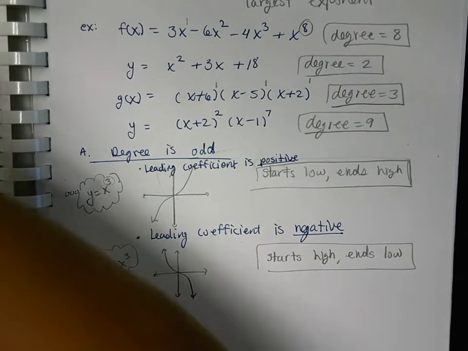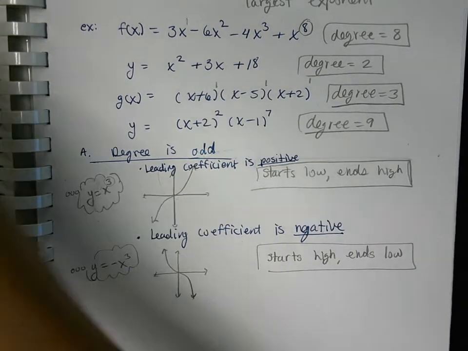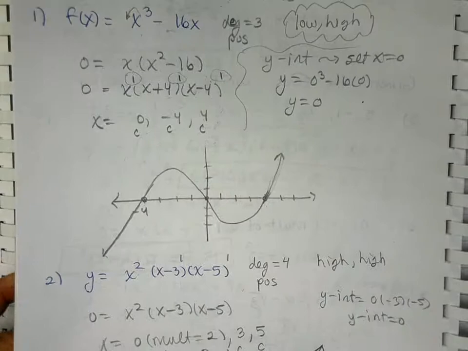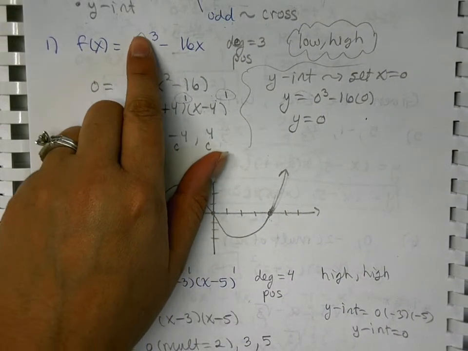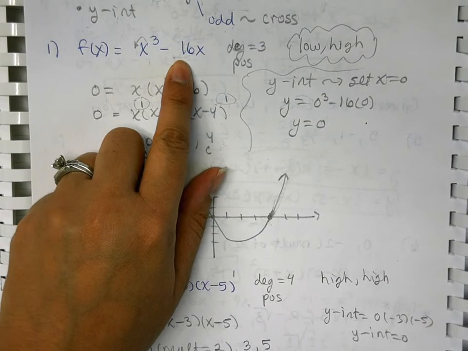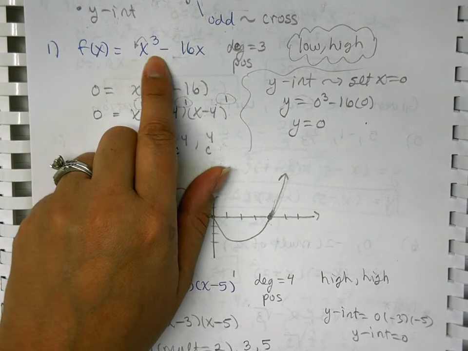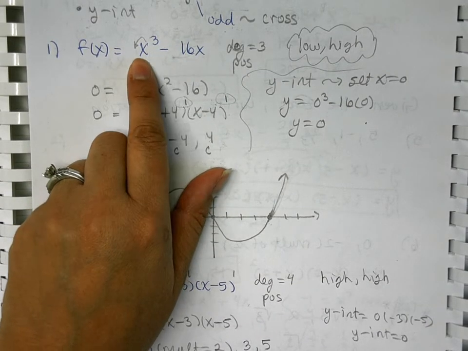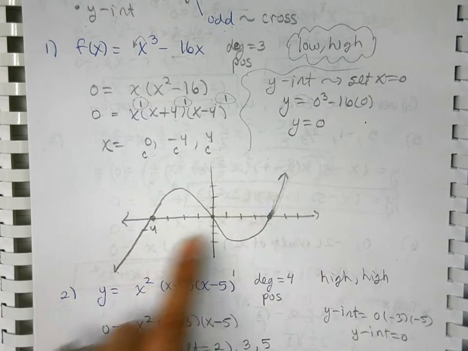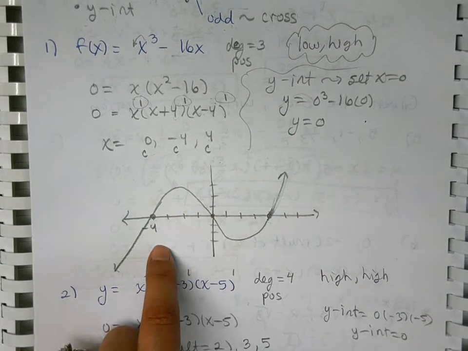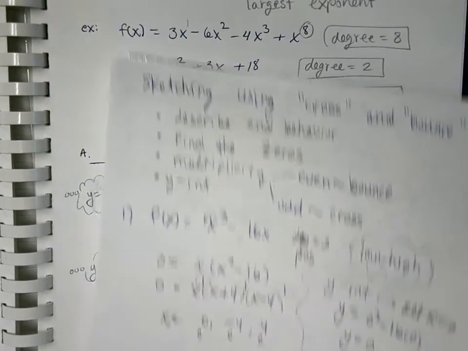So I'm going to look really quick at the one I showed you earlier. Looking right here, what is the degree of this function, x cubed minus 16x? 3. And is the leading coefficient positive or negative? So it should start low and end high. Is that what it does? Yes, all the bumpy stuff in between, we'll figure that out later.